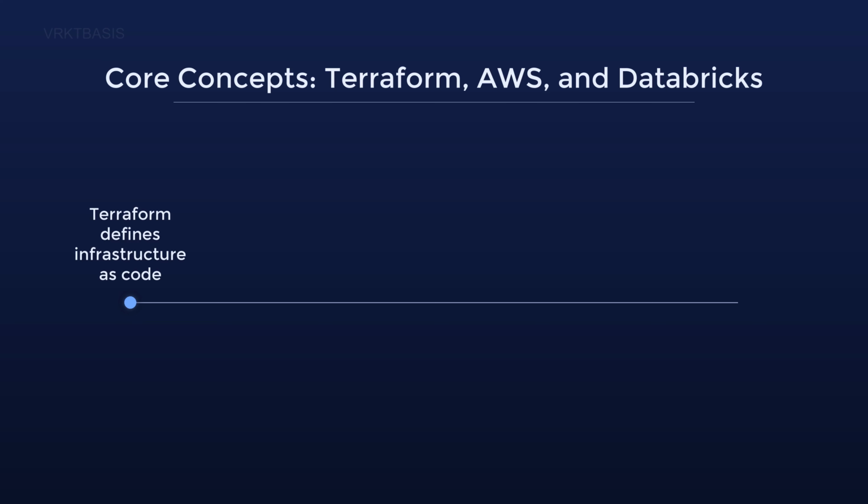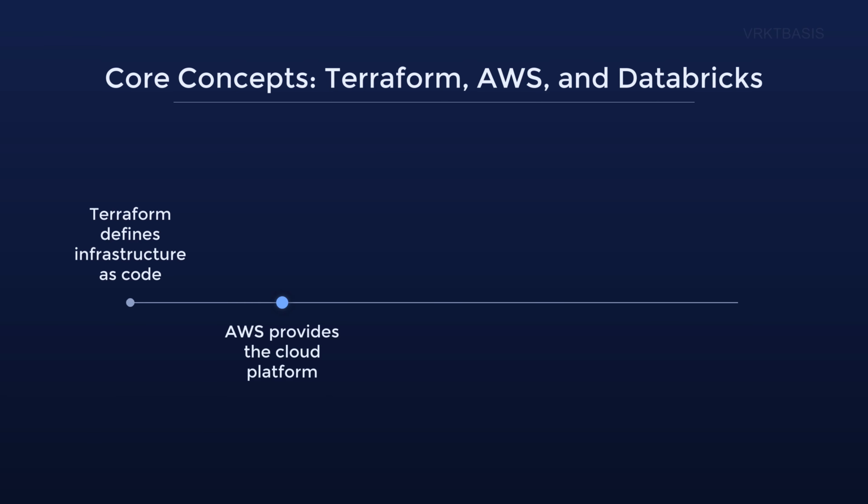Now, Terraform defines infrastructure as code. Instead of manually clicking in a cloud console, you write simple, declarative configuration files. This code describes exactly what you want built, like a network or a Databricks workspace. Terraform reads this plan and makes it a reality, ensuring your infrastructure is consistent and easily repeatable across any environment.